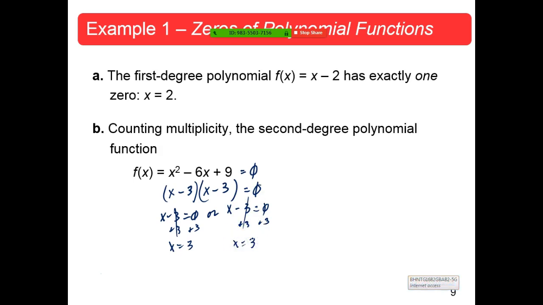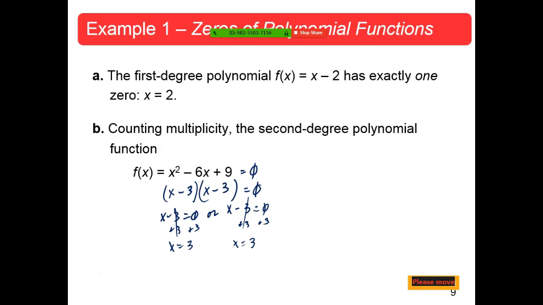Well, in reality, that is only one solution. But because it happens twice, we call it a multiple, a double root, you might say, a double solution, okay? So that does count as two solutions, x equals 3 or x equals 3.